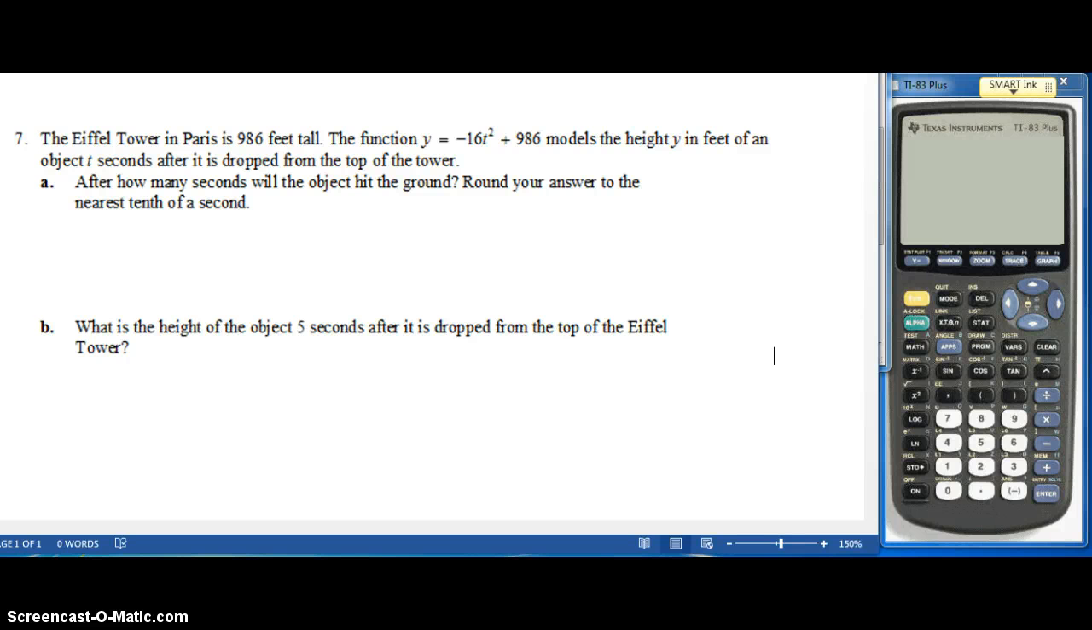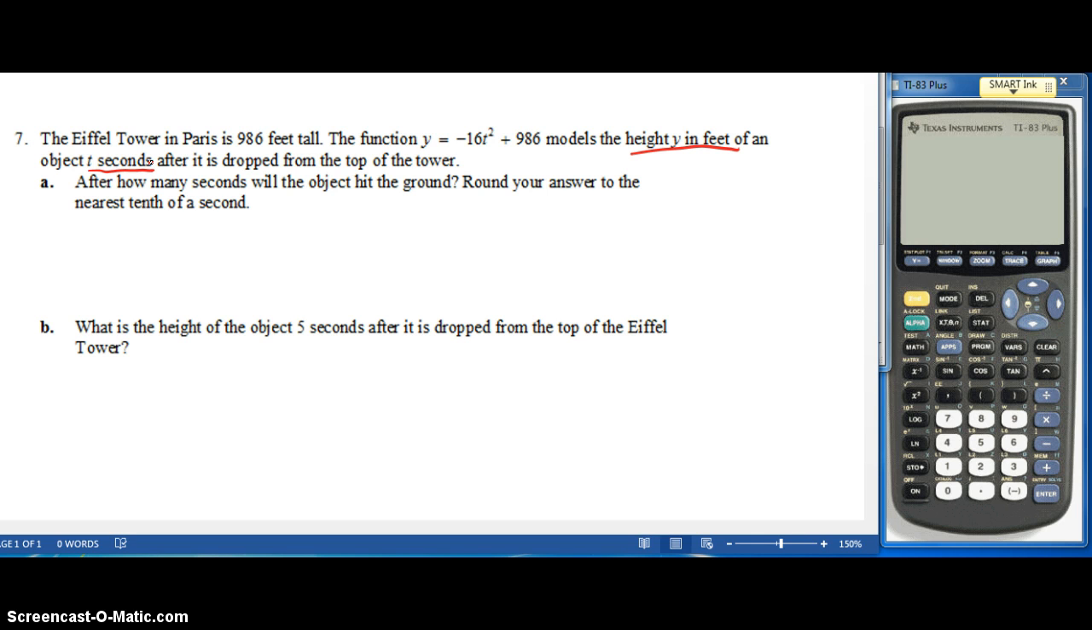All right, number 7, the Eiffel Tower in Paris is 986 feet tall. The function y equals negative 16t squared plus 986 models the height, which is y, in feet, over t seconds after it's dropped from the top of the tower. First part is how many seconds will the object hit the ground? Round your answer to the nearest tenth.